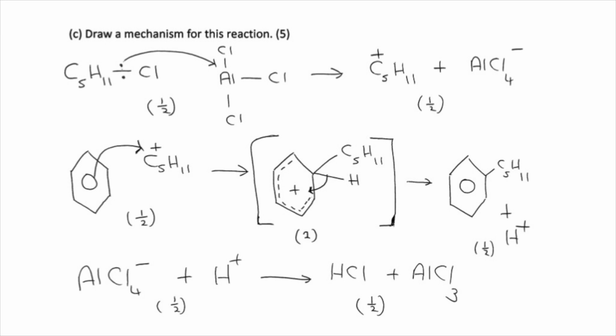So far 4 marks have been awarded out of the 5, and the 5th mark is awarded if you correctly write the equation to show the regeneration of the catalyst. So AlCl4- plus H+ goes to HCl plus AlCl3, and there's a mark for that. Half a mark for the reactants, half a mark for the products.